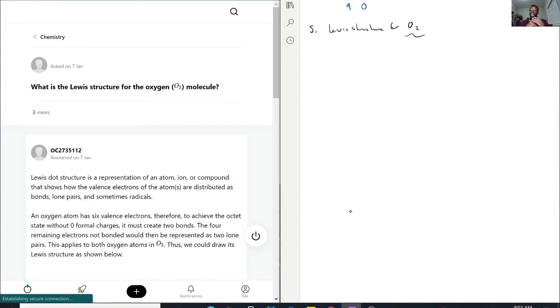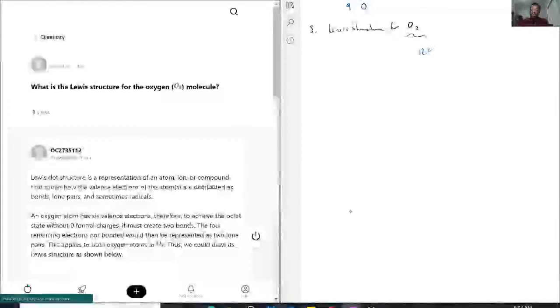If they said oxygen atom, we would really just be drawing the Lewis structure of a single oxygen atom. So now we're going to do the oxygen molecule. So we actually have each oxygen, because it's on the 16th column, would contribute 6 electrons. So in total, we're dealing with 12 electrons, okay?